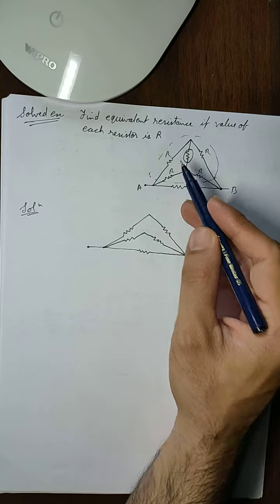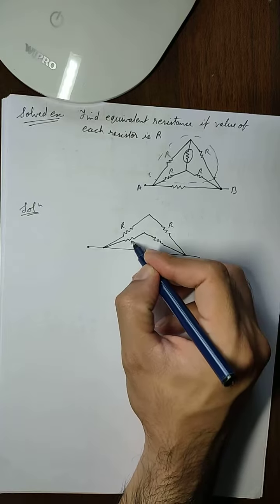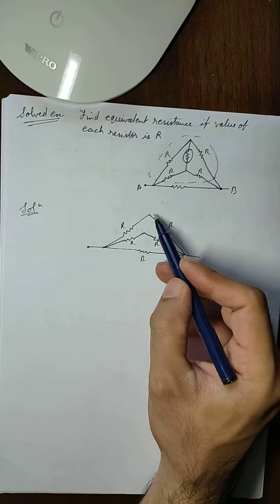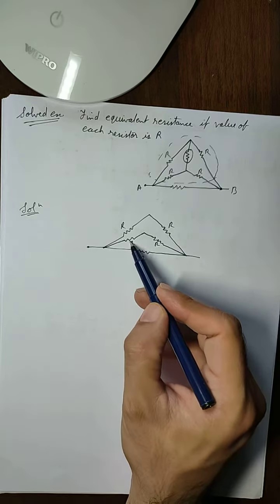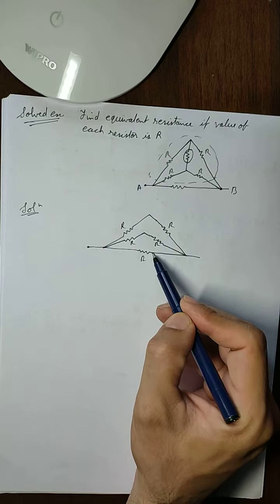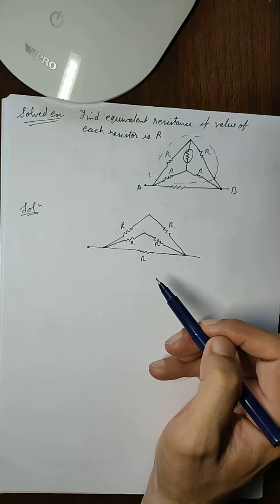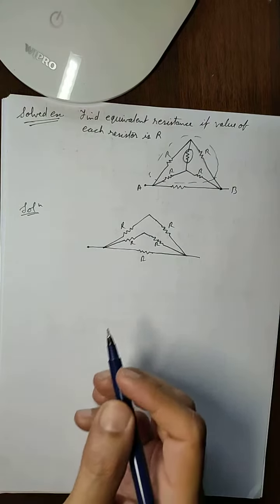With the removal of this branch, these are all R, and now we can see that after removing the middle branch, these two resistors are in series, these two resistors are in series, and the three branches, this one, and this branch, all of them are in parallel to each other. So now we can find out the equivalent resistance.